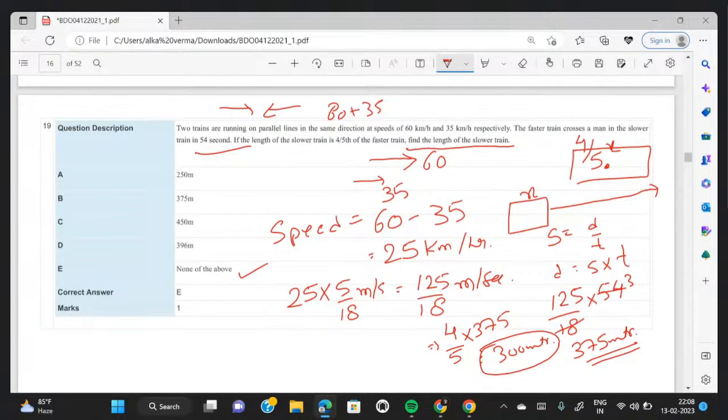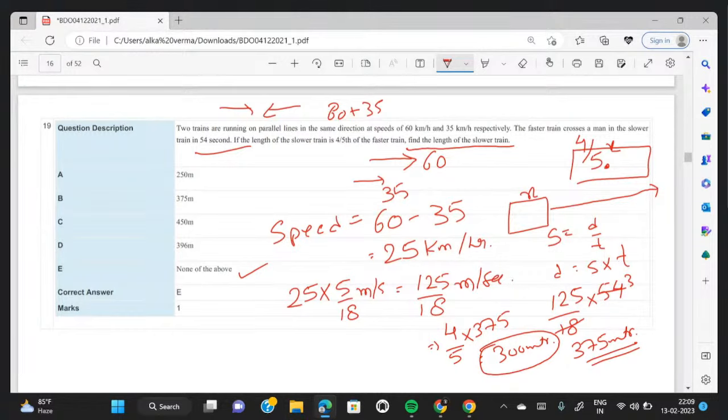So, how are we solving? We are first subtracting the speeds. Why are we subtracting the speeds? Because they are moving in the same direction. Once you subtract, it is getting 25 kilometer per hour.